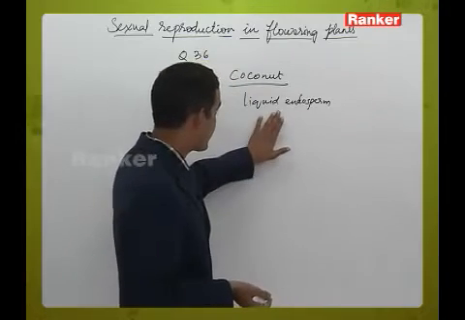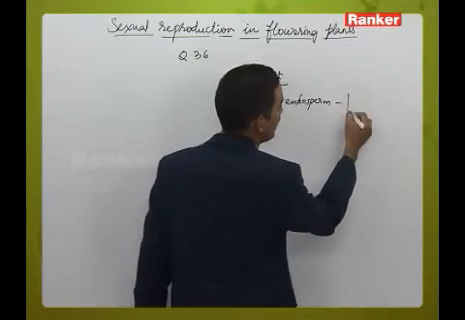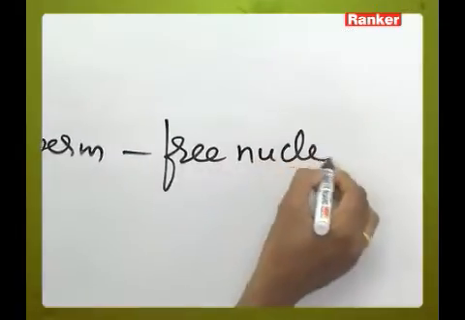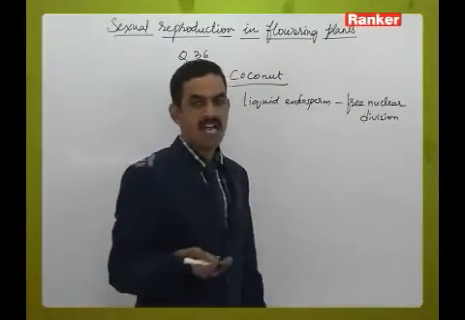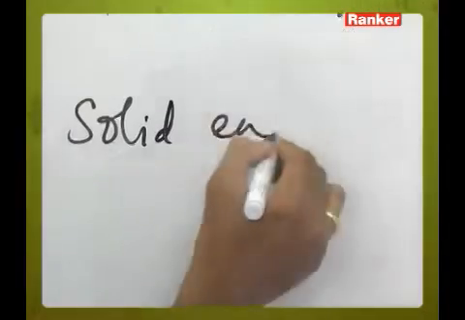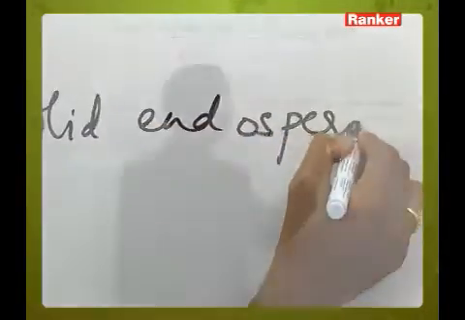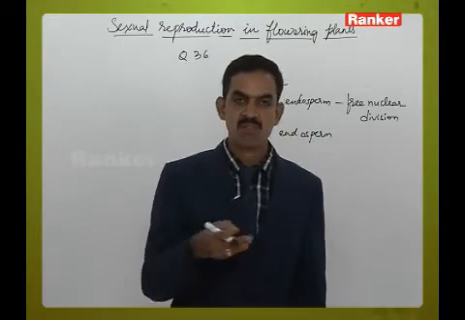How is this liquid endosperm formed? It is formed as a result of free nuclear divisions without the division of the cytoplasm. And there is one more endosperm, called the solid endosperm. That is what we call the kernel, the one which we eat.